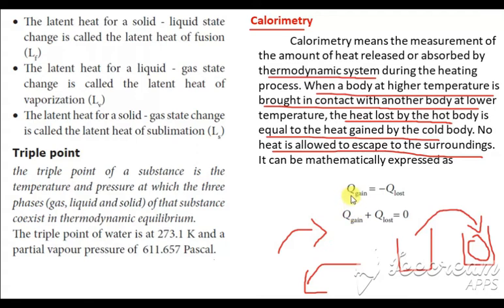Then we can write this as Q gain is equal to minus Q lost. If you are bringing this to the other side, Q gain plus Q lost is equal to 0.